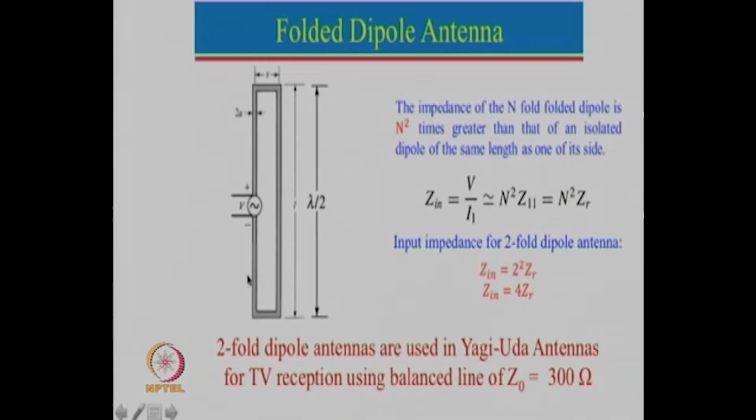But now suppose we want a higher input impedance for some application, and I will tell you also the application where these were used. In that case, a folded dipole antenna can be used, and by using a fold here, the input impedance, which is given by voltage by current, increases by n square. For example, we have taken an example of 2-fold here. So for 2-fold, the input impedance will become 4 times the input impedance of a dipole antenna.